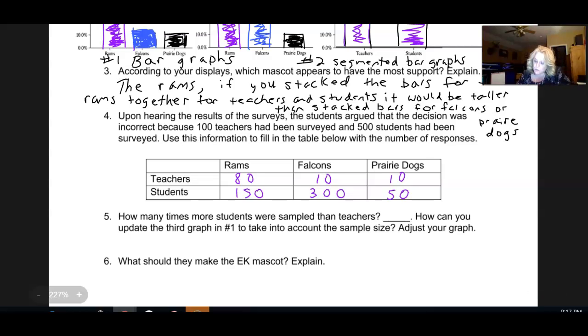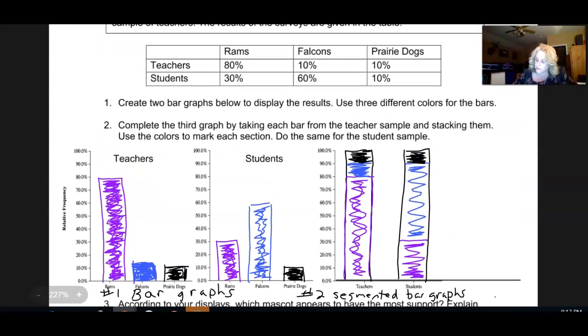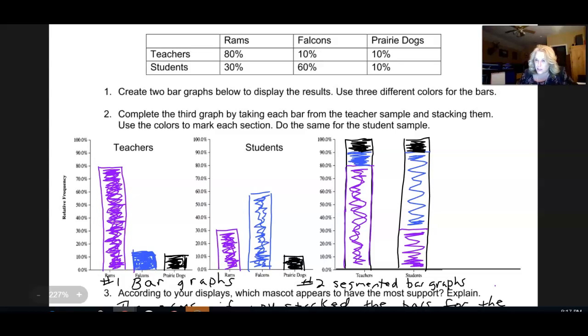So then it says how many more students were sampled than teachers. Or not how many more, but how many times more. So how many times more students were sampled? If you got 100 teachers and 500 students, it was 5 times more students than teachers. So how can you update the third graph, make a third graph really, in order to take into account the sample size? In other words, we're going to come back up here and adjust our graph to show that there were actually a lot more students voting than teachers.